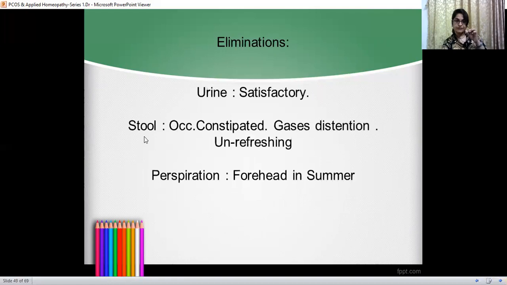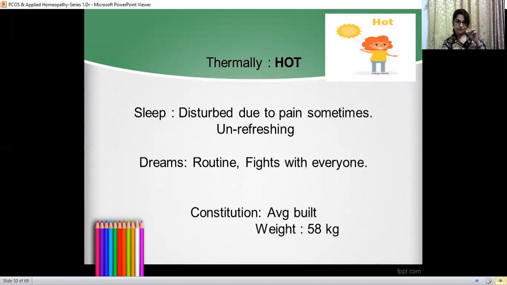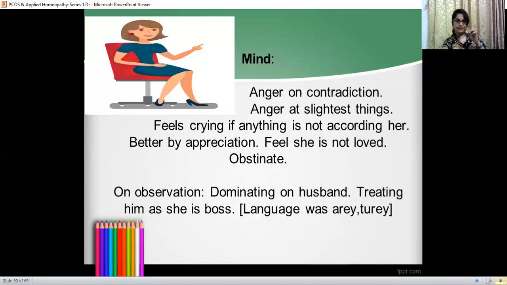Elimination: urine satisfactory; stool, she complained of occasional constipation and unrefreshing stool, gas tension. Perspiration was not much noted, normal on forehead. Thermally hot. Sleep disturbed due to pain sometimes, and unrefreshing. Dreams of routine, fights with everyone. Constitution: she was of average build and weight was 58 kg.